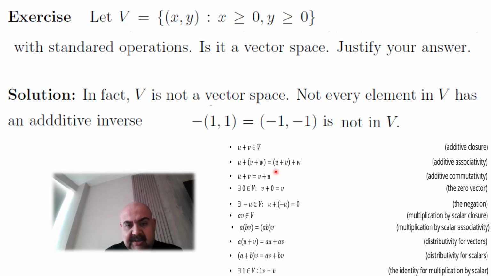Once more, this is a very famous example for the failure of one of the properties, which means V of (x,y) with the condition that x is greater than or equal to 0 and y is greater than or equal to 0 is not representative of a vector space.